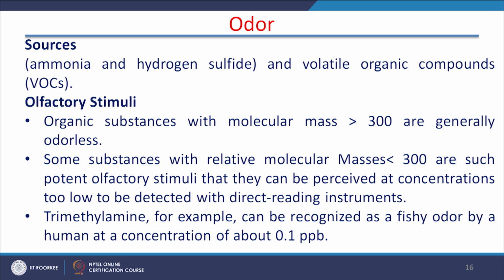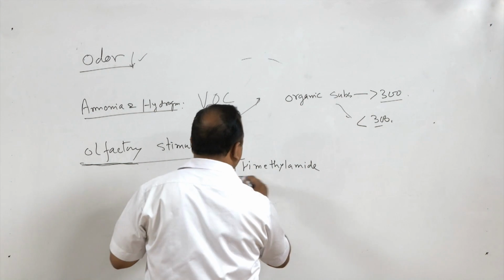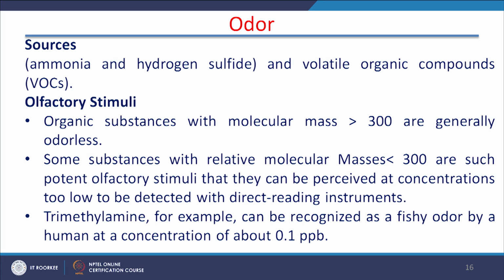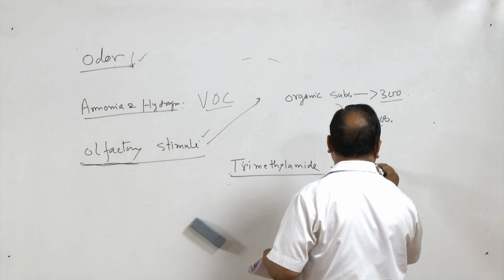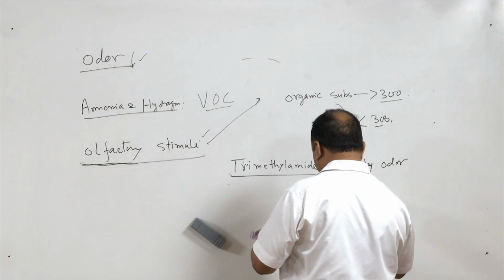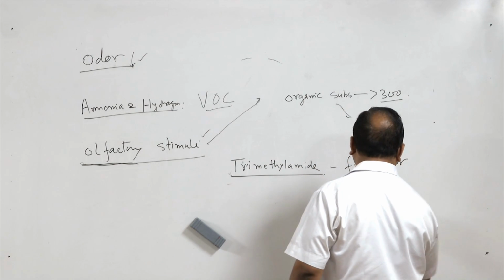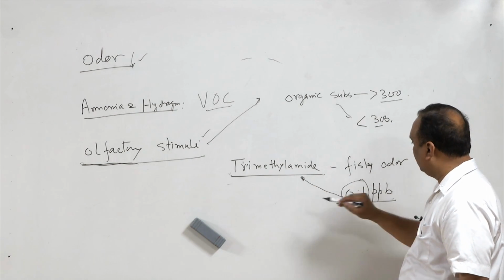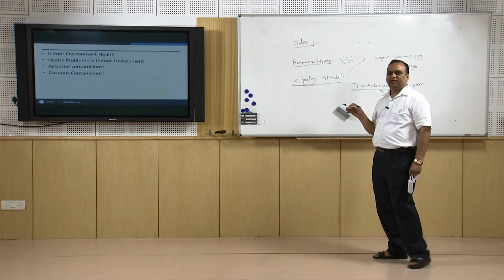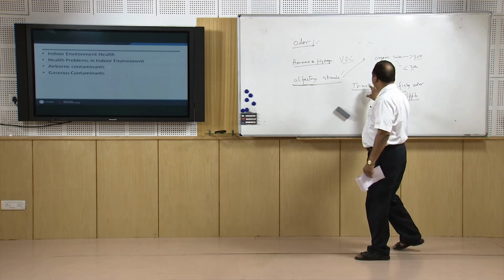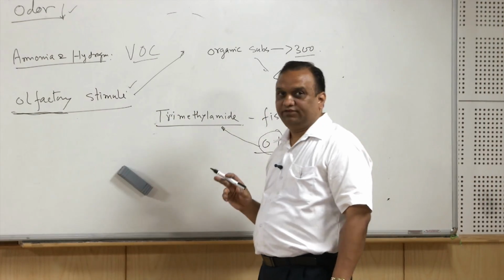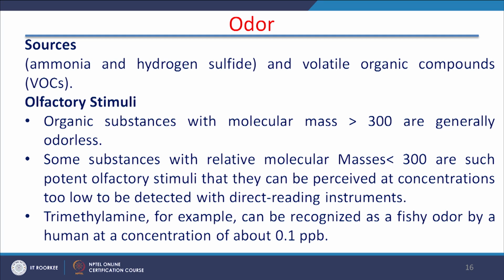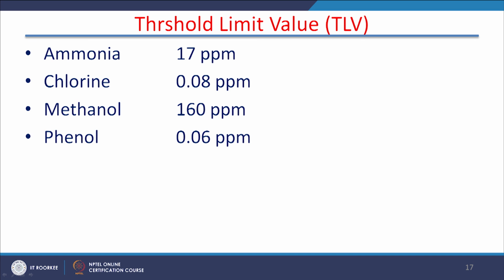That is one thing. There is a chemical, trimethylamine, and it gives the feeling of fishy odor at a concentration of 0.1 ppb, parts per billion. So, for such a low concentration, this chemical will give a fishy odor. Like this, there are a number of chemicals that may be mixed in the air, but in any case, to get over this problem of odor, a certain level of ventilation has to be maintained in the building.